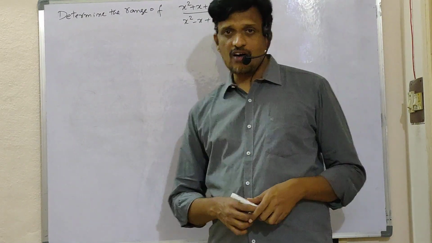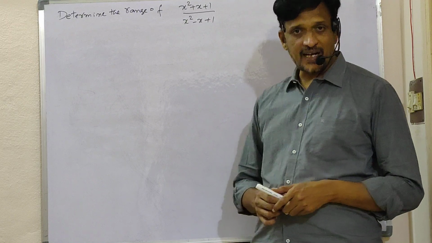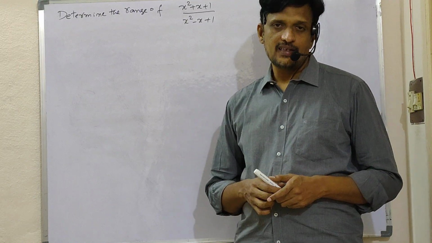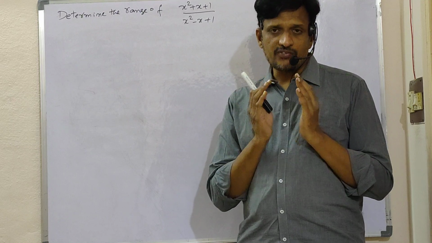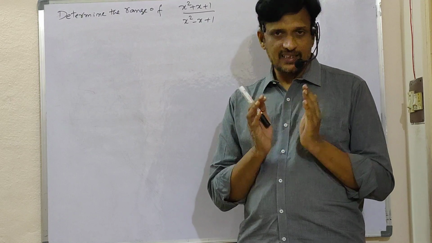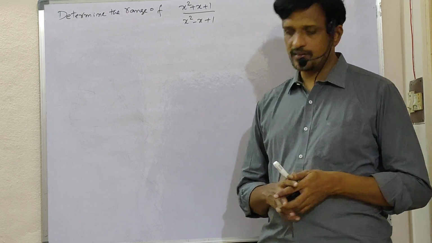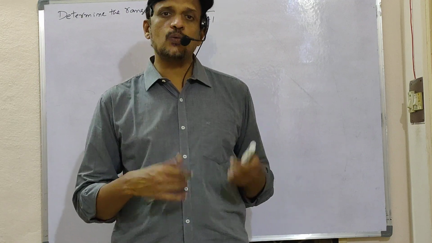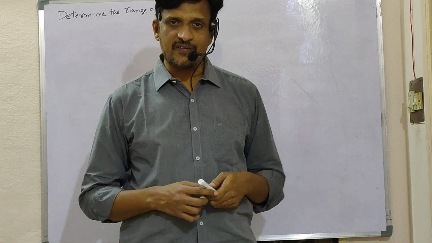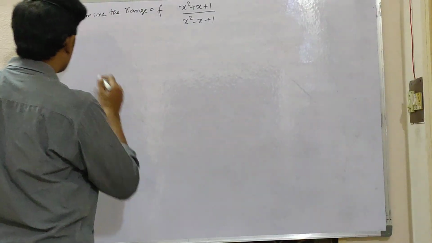Here we have to find the range of x square plus x plus 1 by x square minus x plus 1. That means all the possible values of the given expression lie in a set, which is called the range. That range we have to write. We don't know the values, which means we need not write all the values. Let us assume one value, let y be a value of the given expression. Then find the range of y.